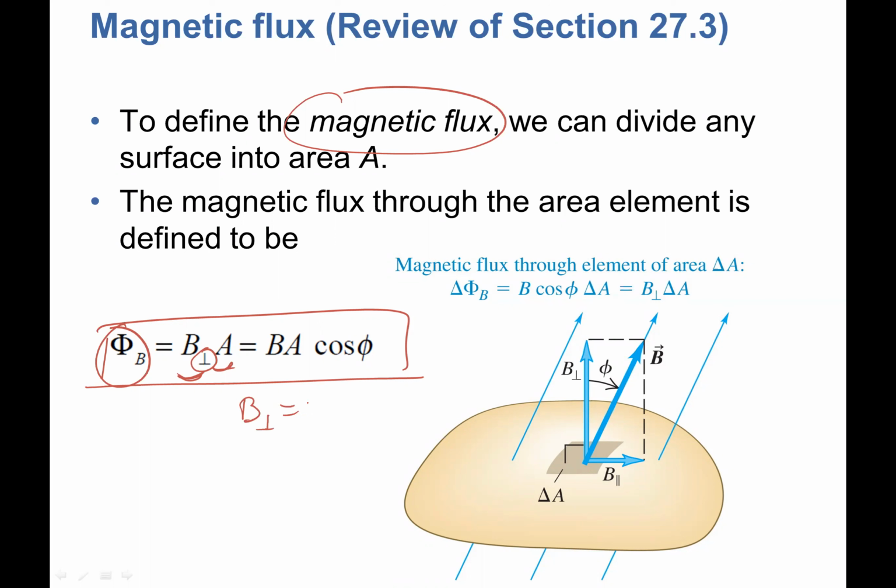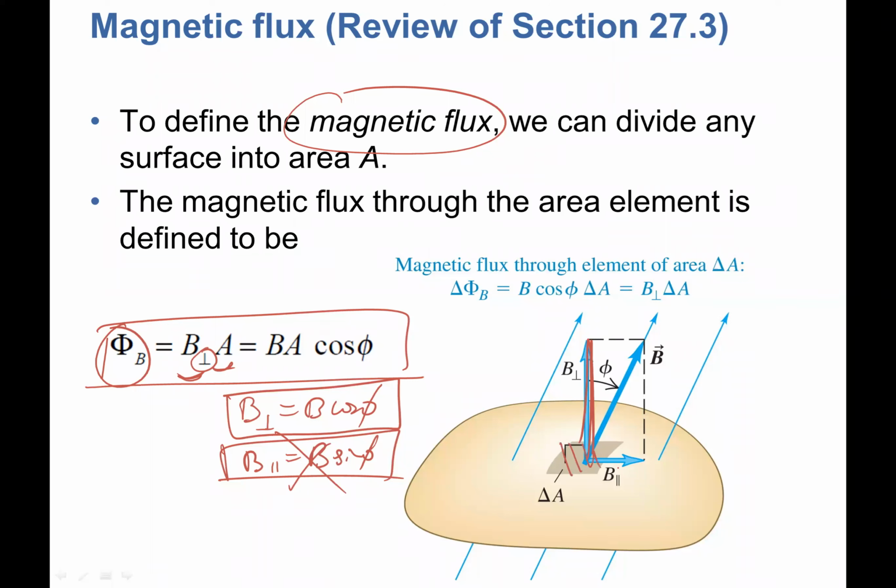So the perpendicular component will be B cosine of phi, and the parallel component will be B sine of phi, okay? And this one, we don't really care about at all because it doesn't make any contribution. We only look at the component of the magnetic field perpendicular to the area, because you can see this is the one that's going through the area. This one is parallel to the area, so it's not going through the area. All right.